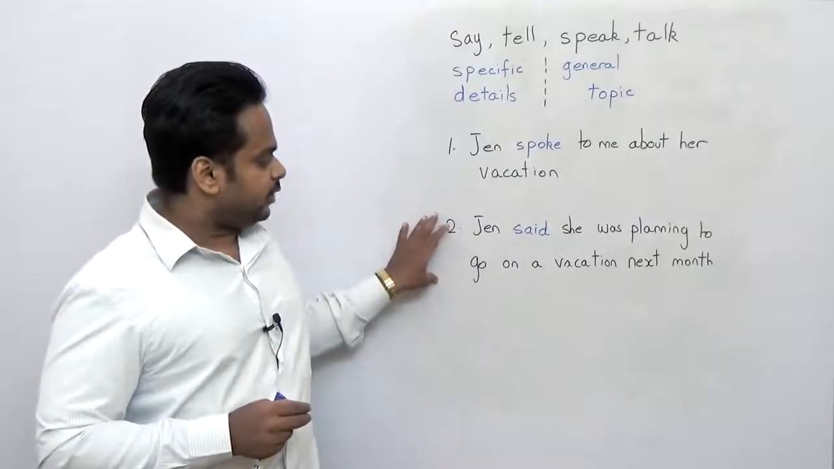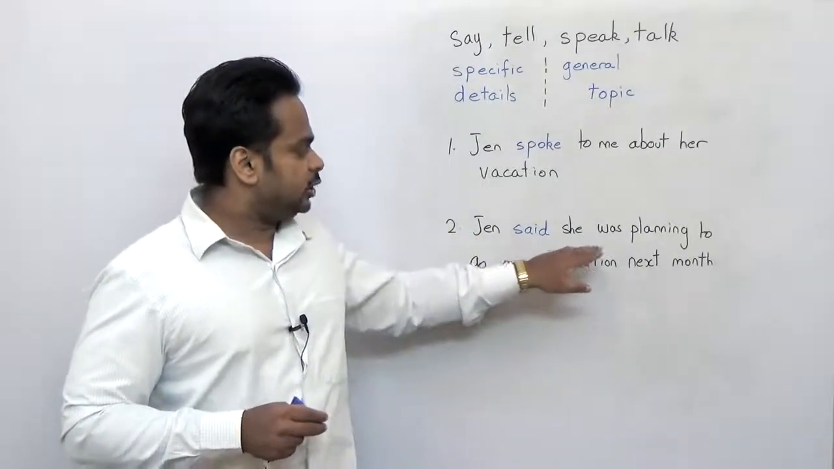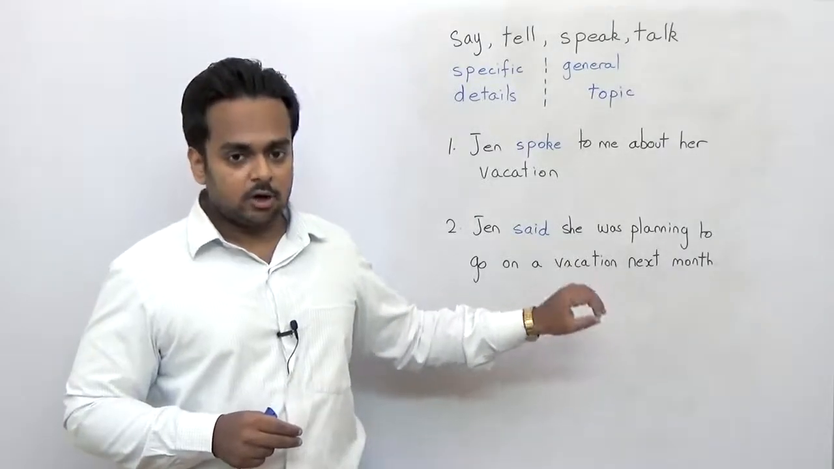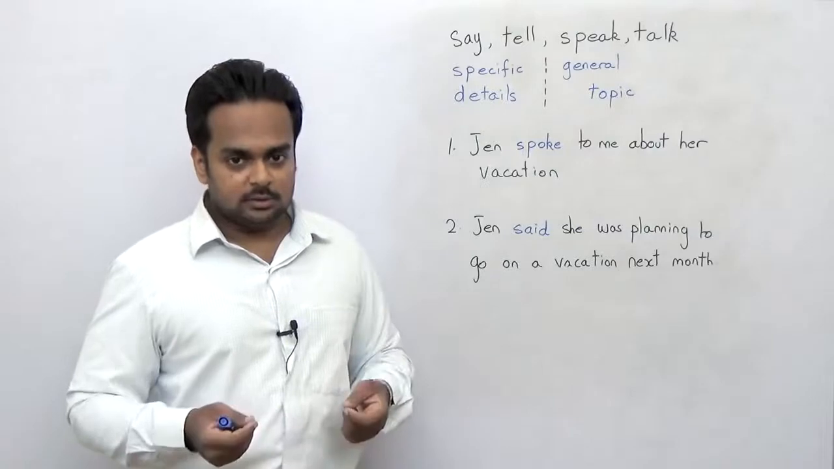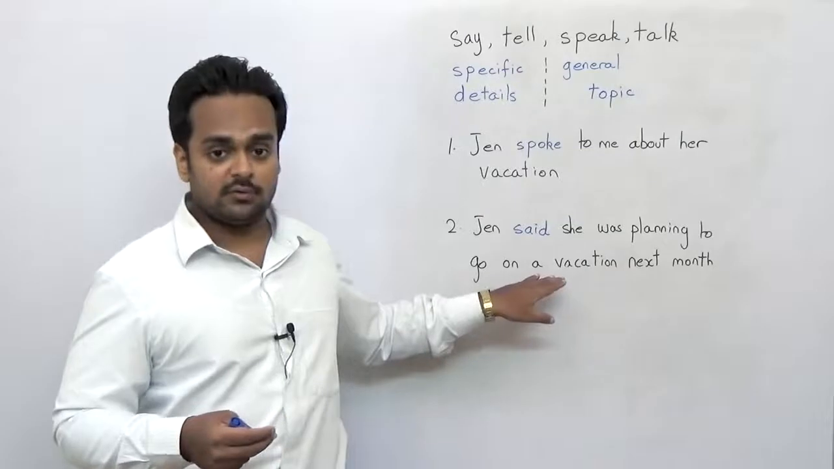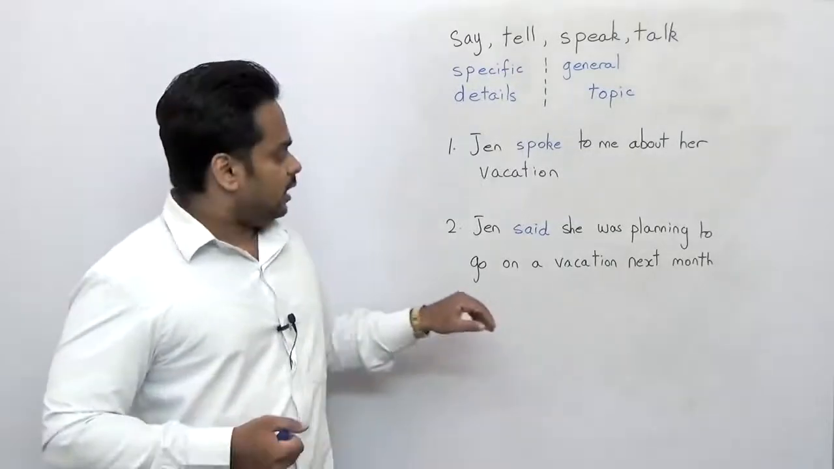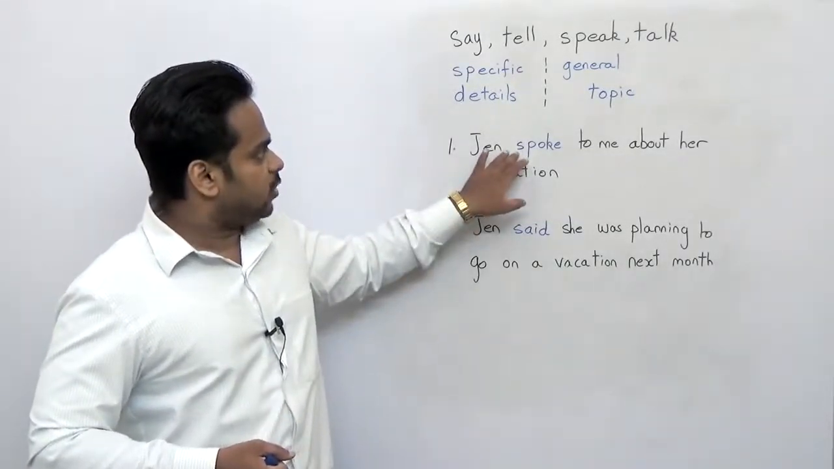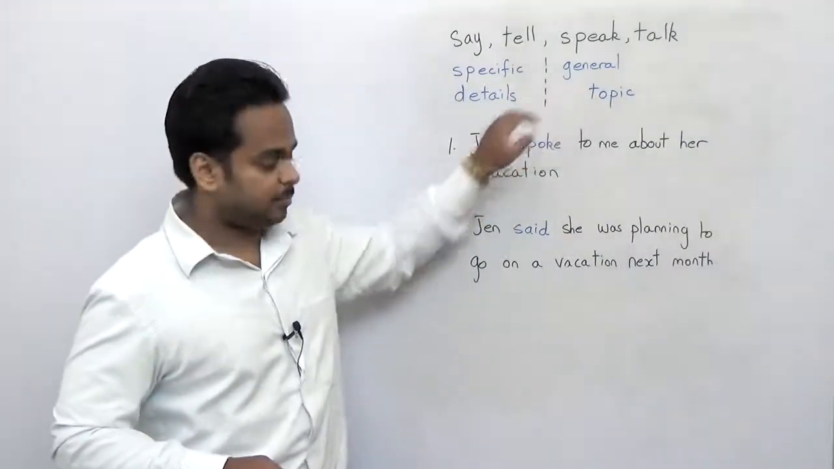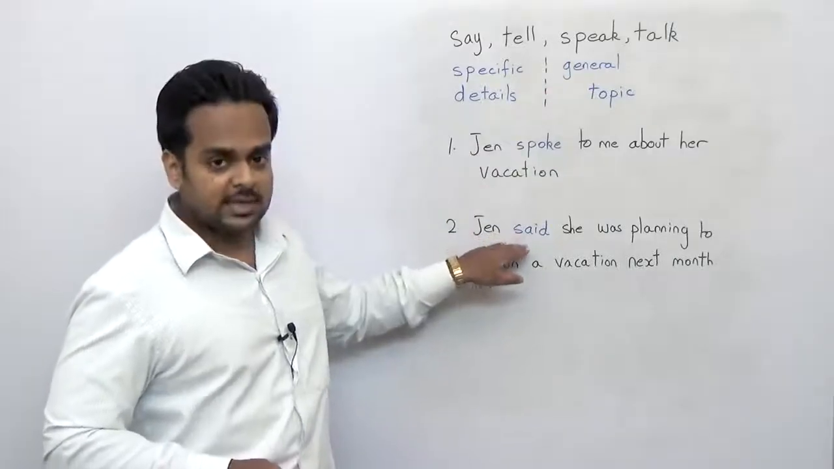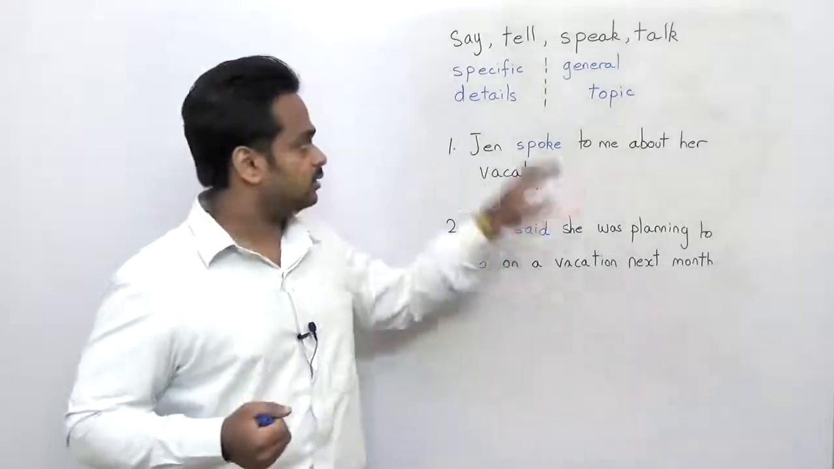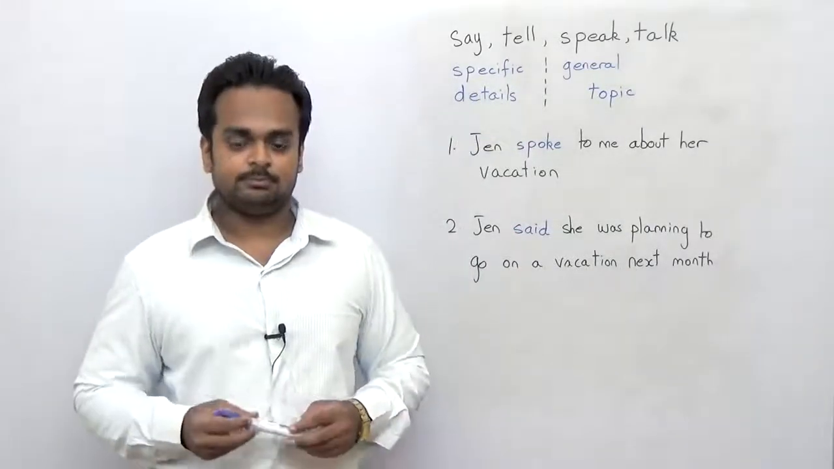But have a look over here. Jen said she was planning to go on a vacation next month. Here you know some details about her vacation. And the detail here is that she's going to go on a vacation next month. In this sentence, we've used the verb speak. The past tense is spoke, and it focuses on the general topic. And here we've used the verb say, past tense said, and you know some specific details about this conversation.